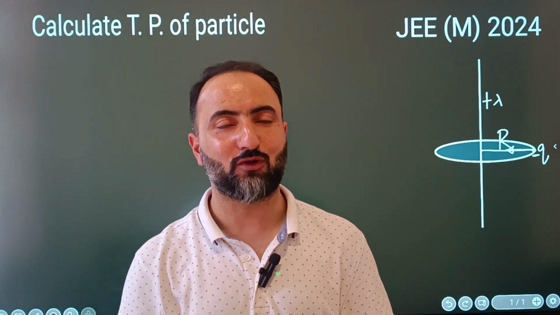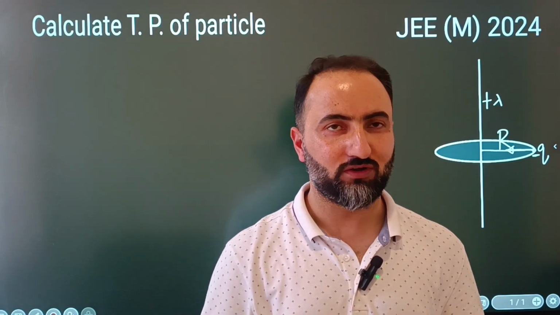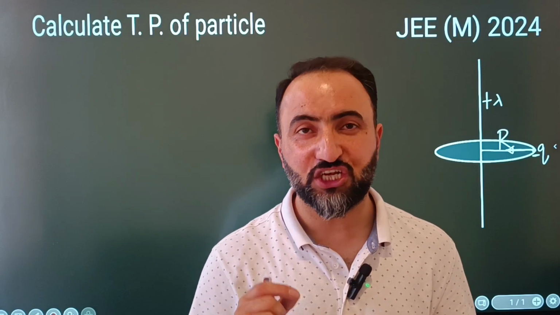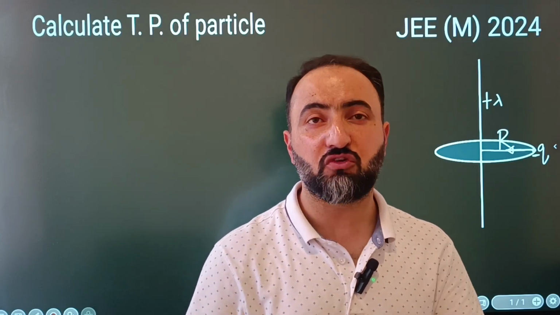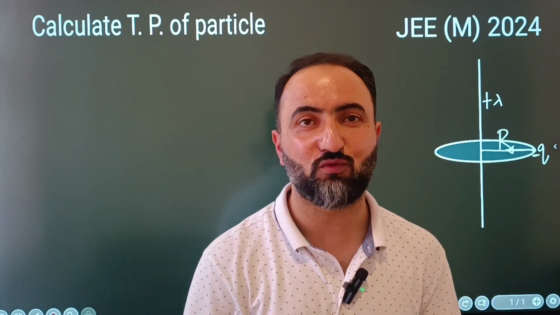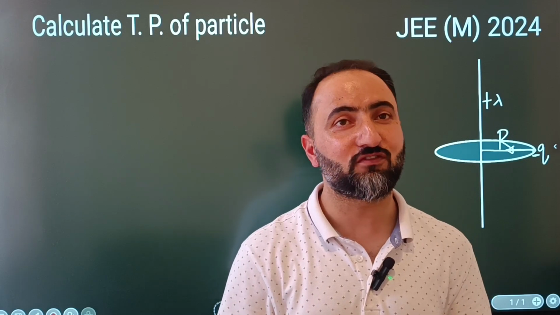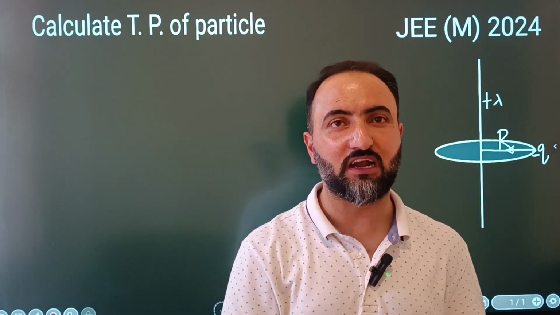Now how can we calculate the speed? We can calculate the speed if we know which force is responsible for the charged particle to move in a circular path, or which force will provide the necessary centripetal force. Of course, there is a force, and that force is called electrostatic force. Can we calculate the electrostatic force? Yes, we can. How? If we know the electrostatic field.